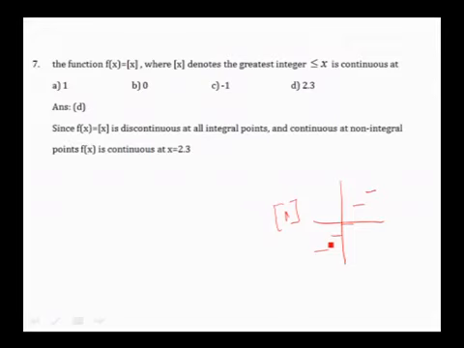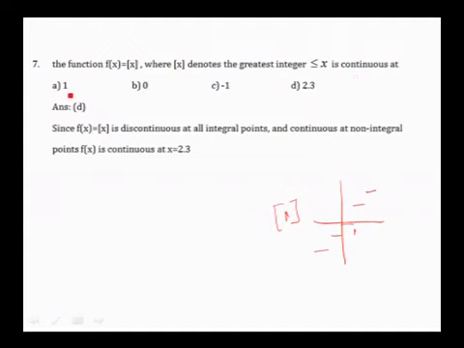Because when x is just less than 1, it will be 0. When just greater than 1, it jumps to 1 there. So if you take x tends to 1 from the left, it will be 0. From the right, it will be 1. So LHL is not equal to RHL. Therefore, it is not continuous at integral points.